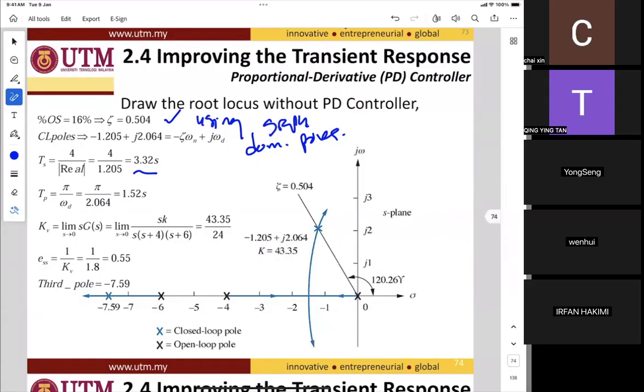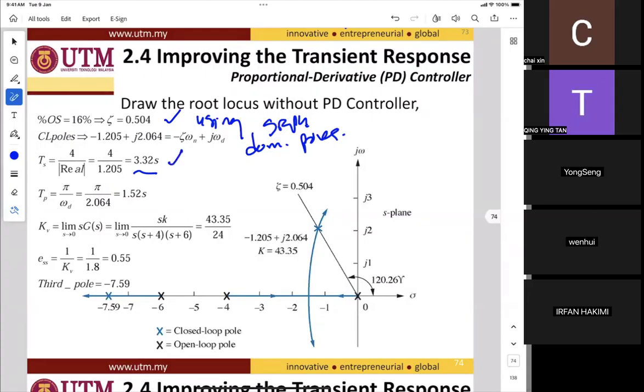How do I get it? From the formula 4 divided by the real part of the dominant pole, which is minus 1.204, magnitude positive. So 4 divided by 1.204, you get 3.32 seconds. This is the old settling time.